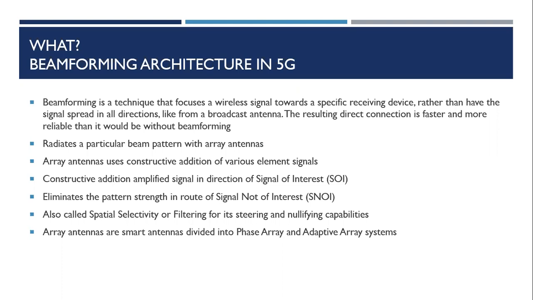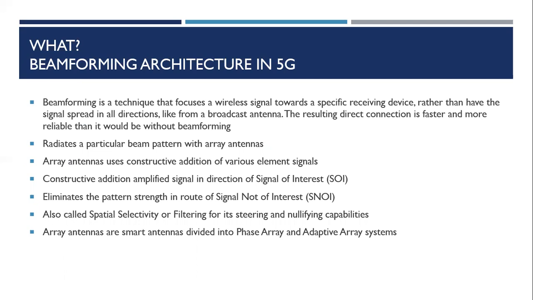This directive beamforming is produced using array antennas, which are also called smart antennas, which use the concept of constructive and destructive interference of the signal in order to cancel the signal in the direction of signal not of interest, which is also called SNOI, and it basically makes a highly dense signal within the direction of the signal of interest, which is called the SOI.